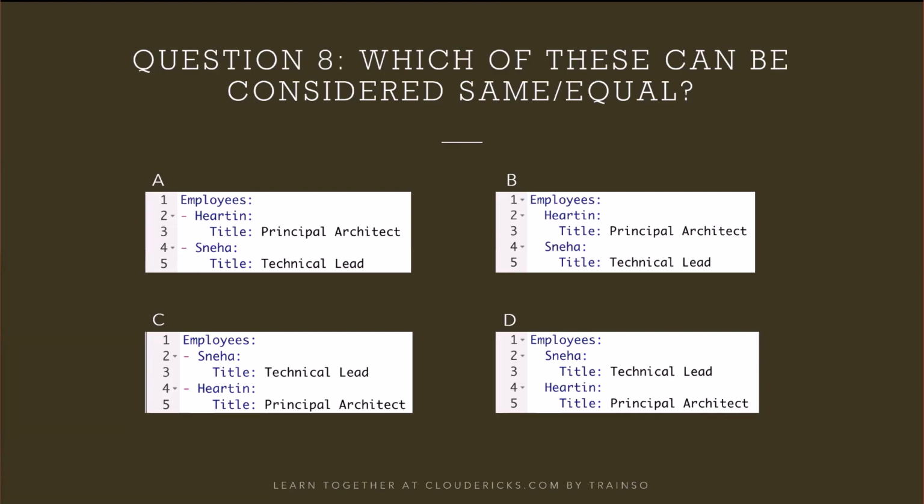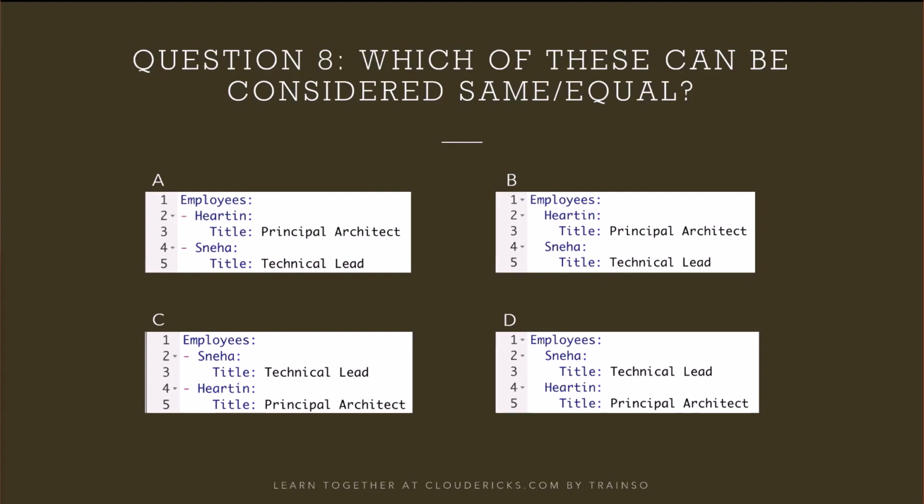Here, A is an employees list with elements Hearten and Sneha. B is an employees dictionary or employees map with Hearten and Sneha. You cannot consider two different things as same or equal, right? You cannot compare apples and oranges, right? So A and B cannot be same in any case. Similarly, C is a list and D is a map. So C and D cannot be same at any case. So the only thing left to compare is A and C and B and D.